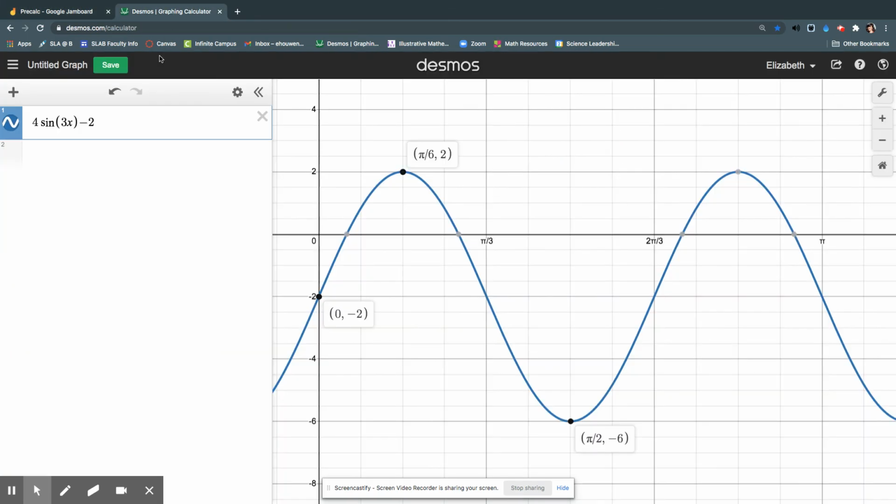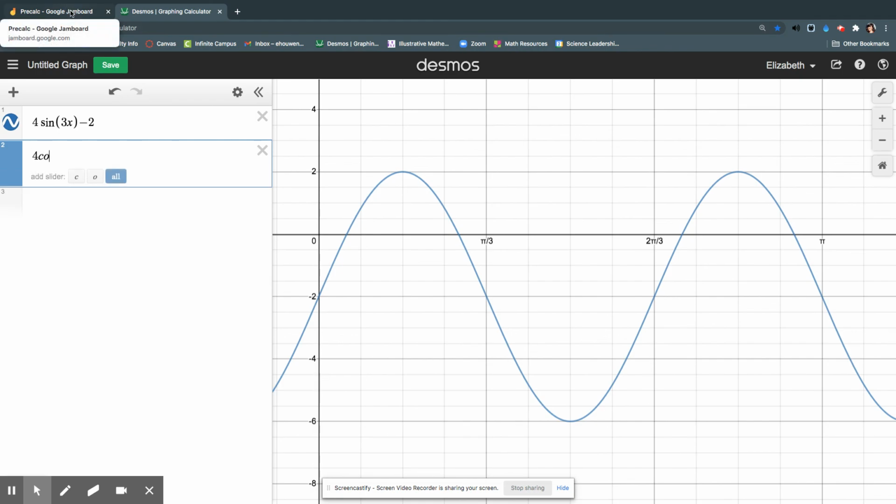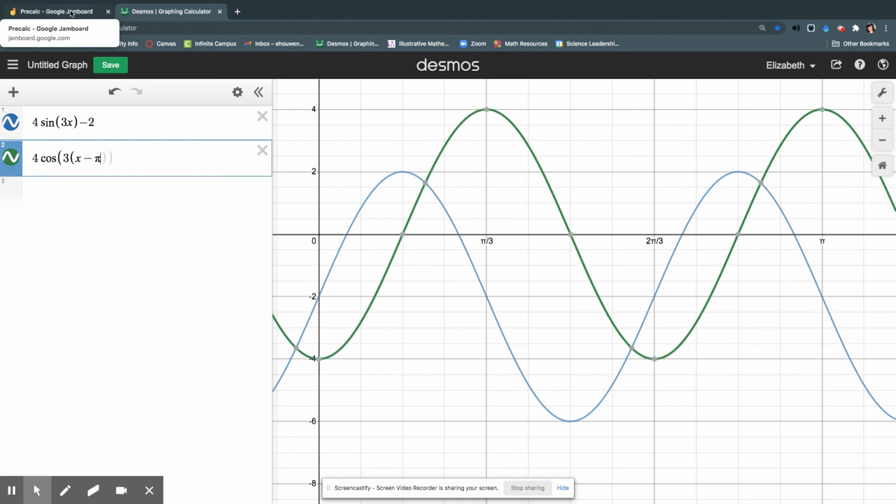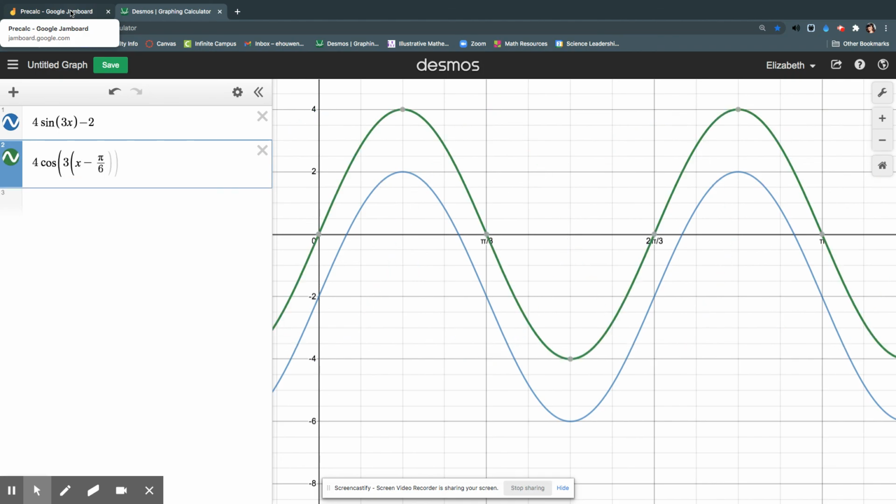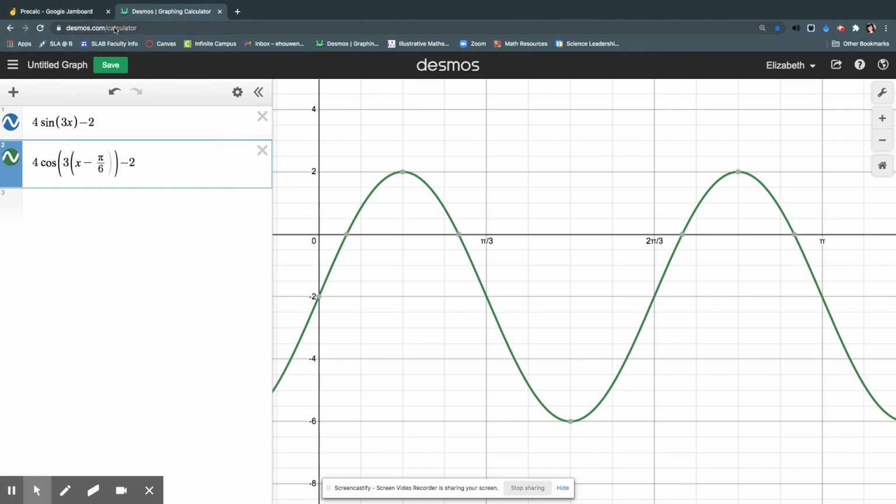So now we can graph that, and we will see that we should get exactly the same thing here. Over 6 minus 2. And as you can see, these two equations give us exactly the same graph. So that's just the way you could do it, by writing a sine equation or a cosine equation.